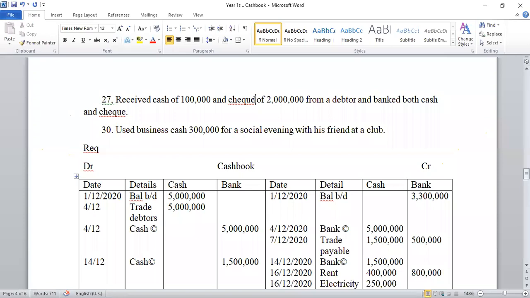So having said that, let me first deal with the cash bit. 100,000 from a data. So we all know that you're going to debit cash and credit the debtors account. I'm only interested in the cash transaction. That's the debit. Guys, please mute.